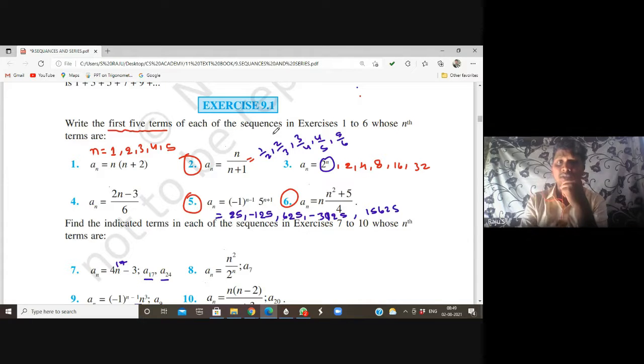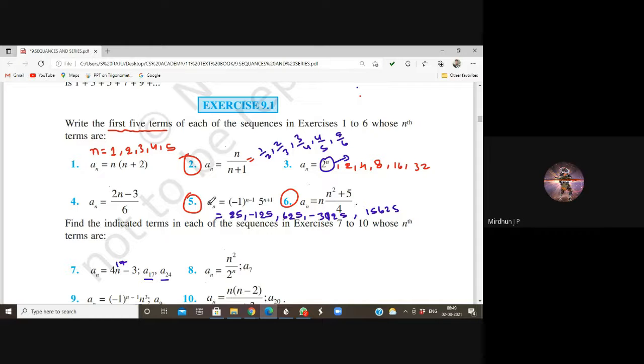Sometimes not, maybe in GP. Maybe in AP, maybe in GP, maybe in HP. For a few of them there may not be any sequence here. For example, the third one is GP. What is the fifth one? The fifth one is again GP.